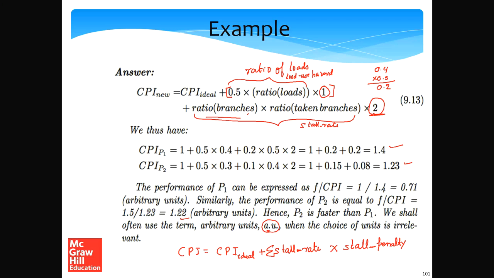So when we multiply both of them, we'll get the number of stall cycles for taken branches. So when we add all of these components, we'll get the CPI new. And subsequently getting performance is very simple because performance is proportional to F divided by CPI when the number of dynamic instructions are the same.